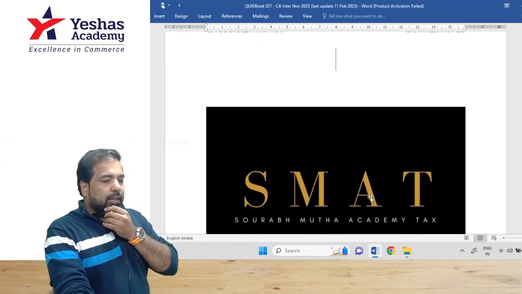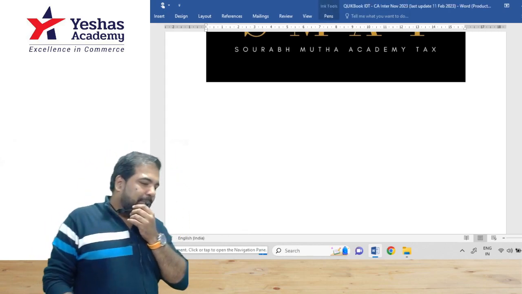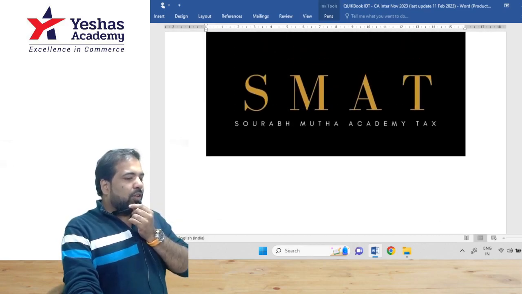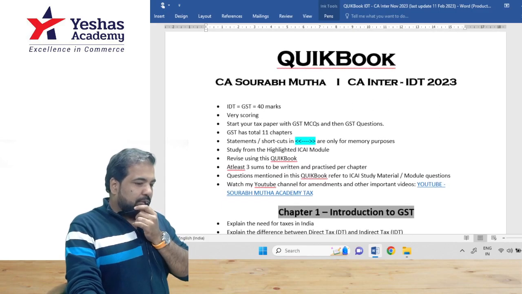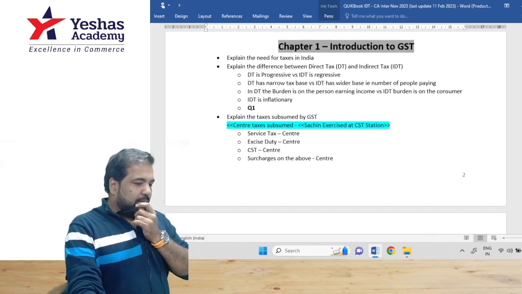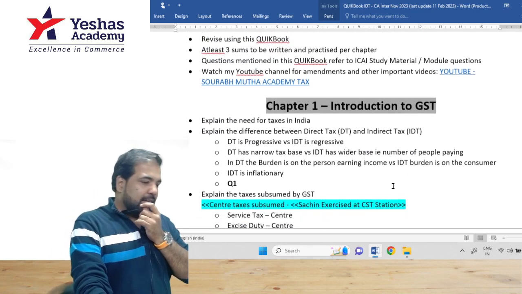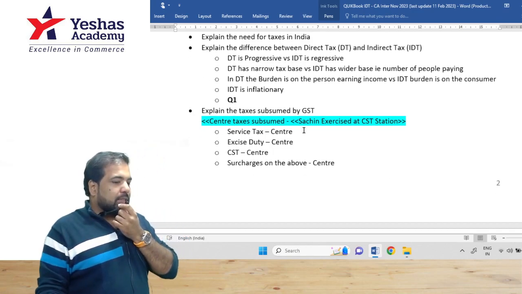Guys, this is the Inter November 23 quick book. I don't know if you are able to see, but in 38 pages, this covers the entire syllabus. The second page introduces all the shortcuts that you have written, which are all in this one book.